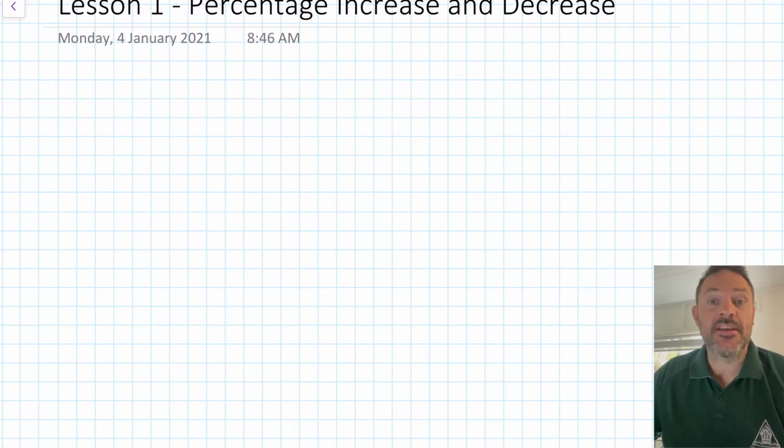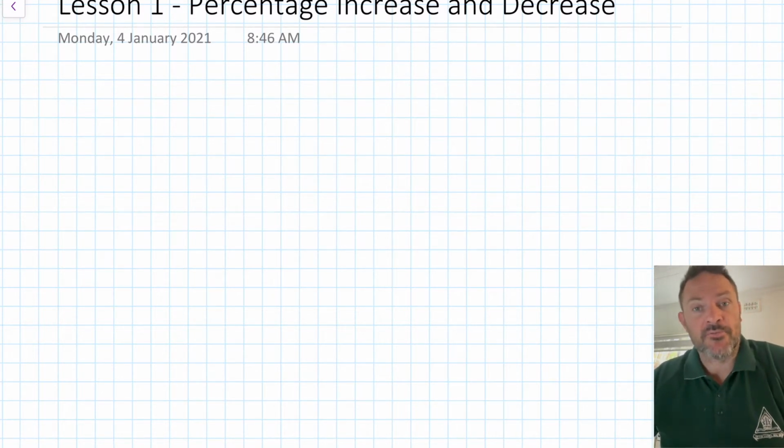Today we are looking at percentage increase and percentage decrease. Now, technically speaking, this is Year 7-8 content, but certainly Year 9 is good to revise, particularly going into financial mathematics. So first of all, we know what a percentage is.